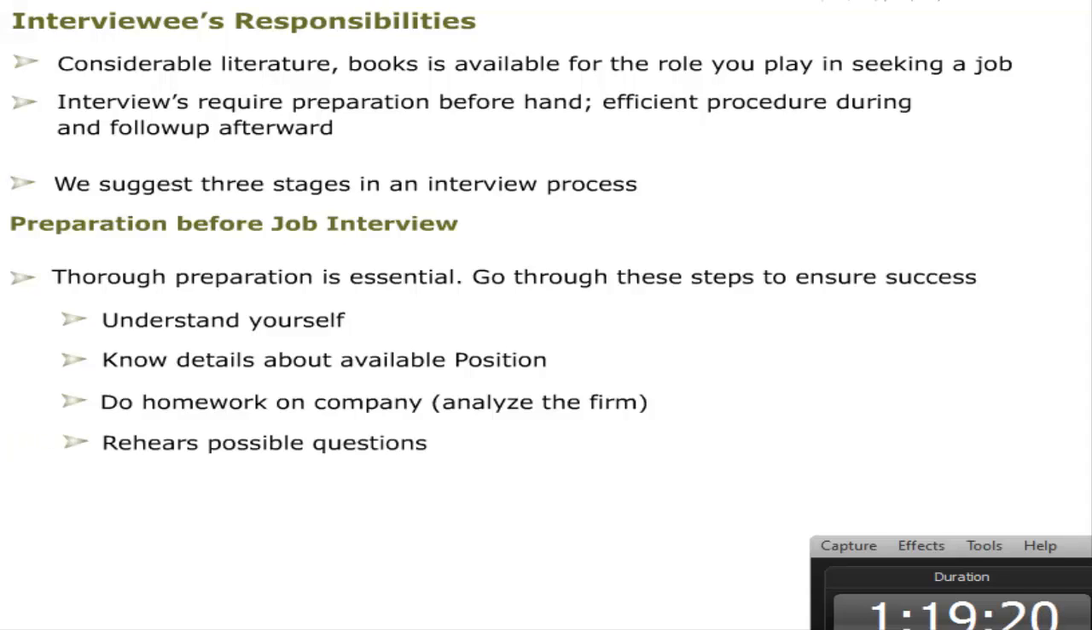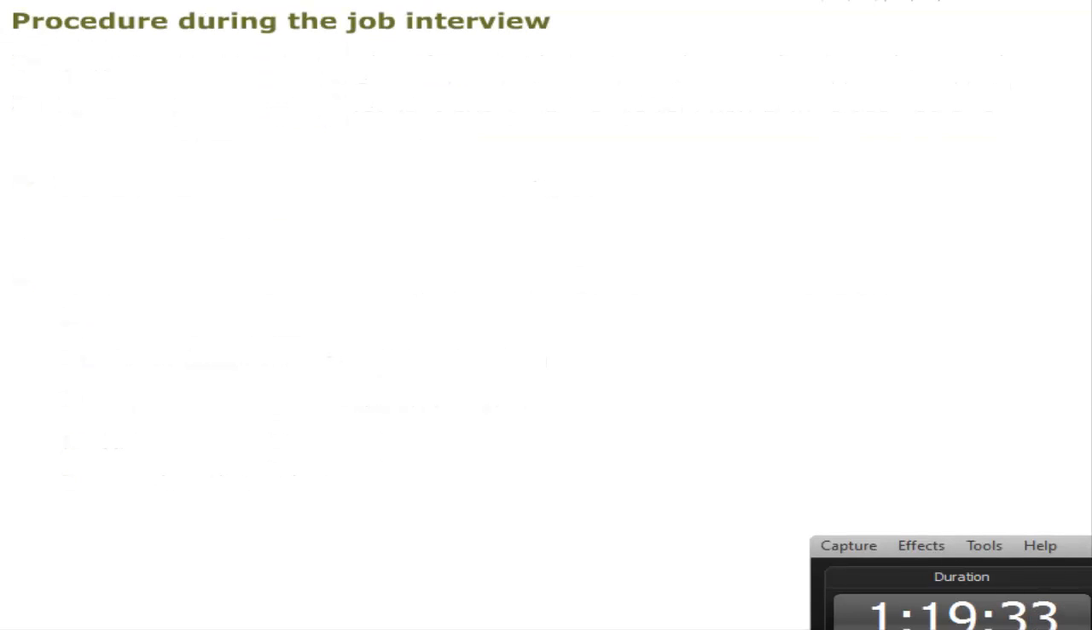Rehearse possible questions. Brainstorm issues and questions. Speak with insiders. Learn from alumni and from others familiar with the company. Procedure during the job interview.